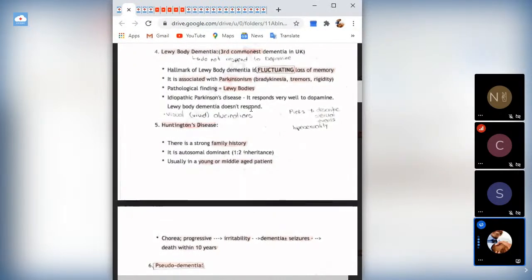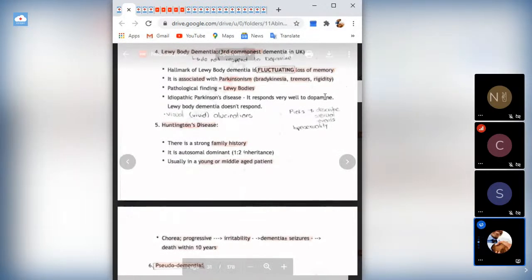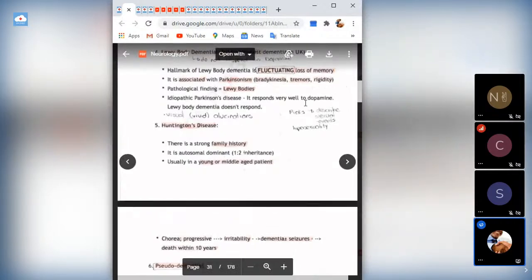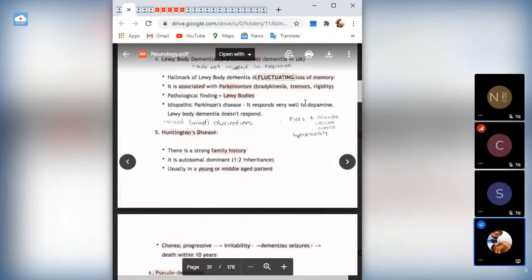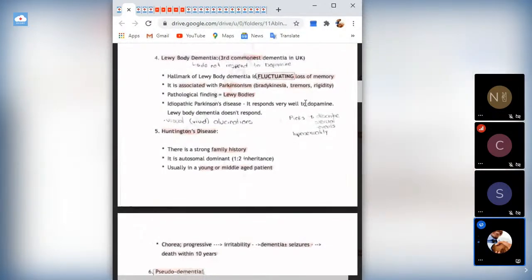Idiopathic Parkinson's disease responds very well to dopamine. Lewy body dementia doesn't respond. Even though Lewy body dementia is associated with Parkinsonism, it doesn't respond very well to dopaminergic agents like levodopa, carbidopa, bromocriptine and all those.